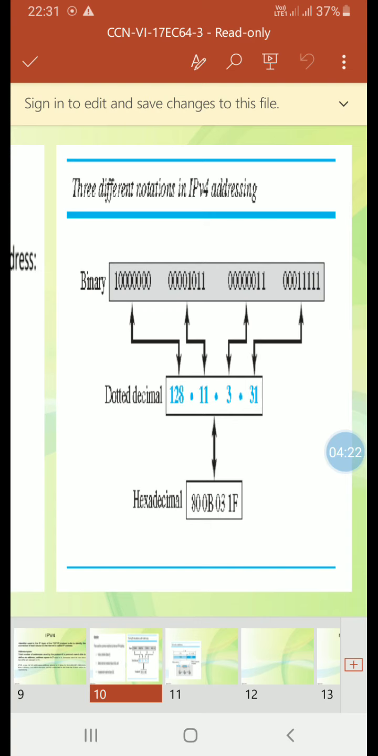Each number in dotted decimal notation can be between 0 and 255. Here we have taken the example 128.11.3.31. IP version 4 can also be written in hexadecimal notation. Each hexadecimal digit is equivalent to 4 bits, meaning that a 32-bit address has 8 hexadecimal digits.